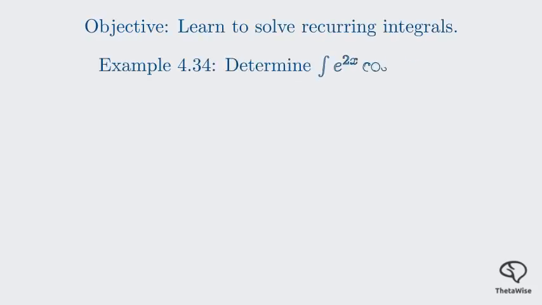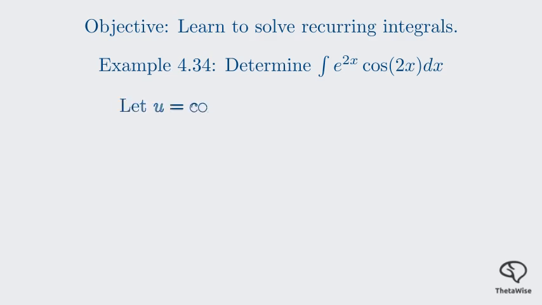Our next example introduces a new technique. Our objective is to learn how to solve integrals that recur. We need to find the integral of e to the power of 2x times cos of 2x dx. Here we have a product of an exponential function and a trigonometric function. When using ILATE for e and t, it can be a bit tricky, but a common practice for these types of recurring integrals is to choose u to be the trigonometric part.